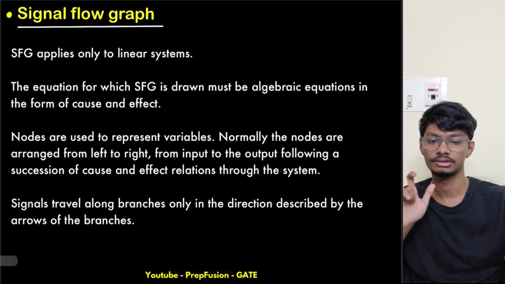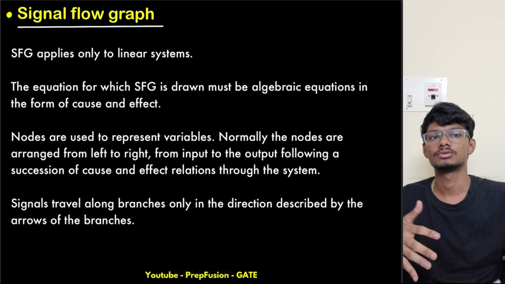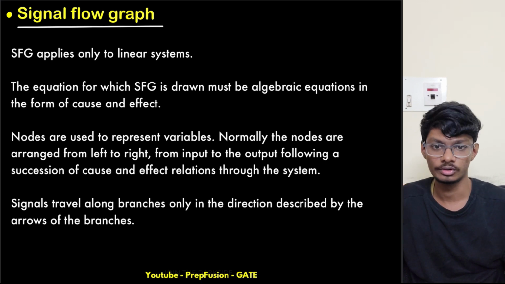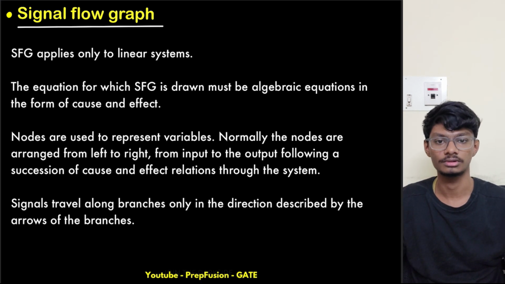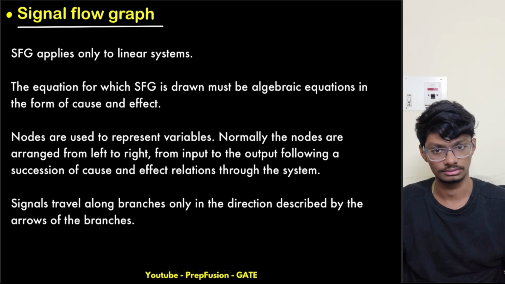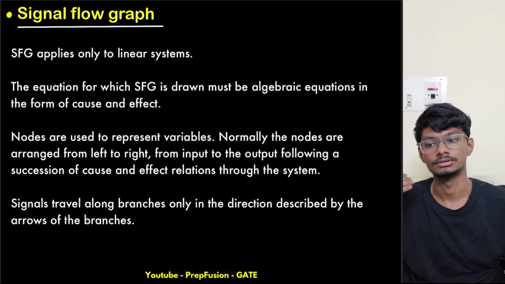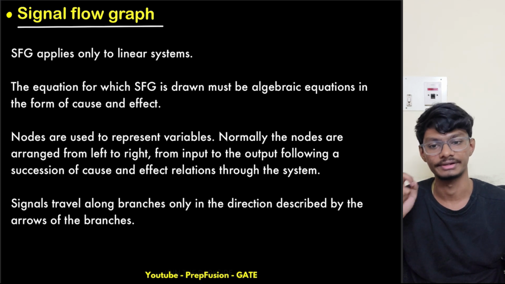One thing to note is that SFG applies only to linear systems. If we have been given two inputs, we can find the transfer function for one input with the other input turned off. Then we can find the transfer function of the other input with the first input turned off, and we can simply add those two. We will get our overall transfer function. That's why this is only valid for linear systems. It follows the property of linearity.